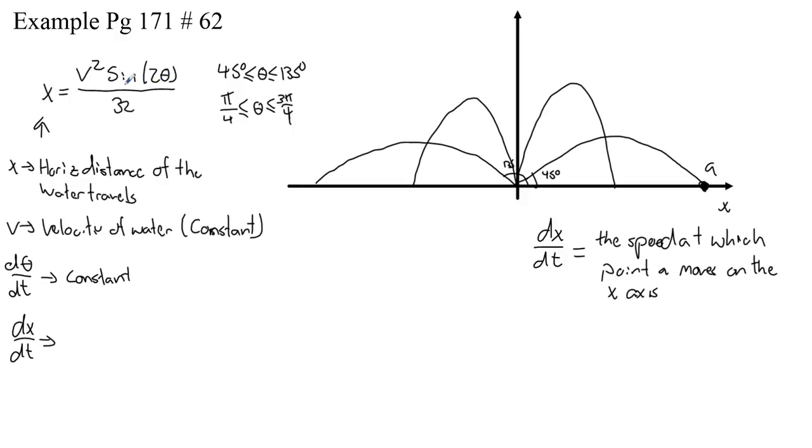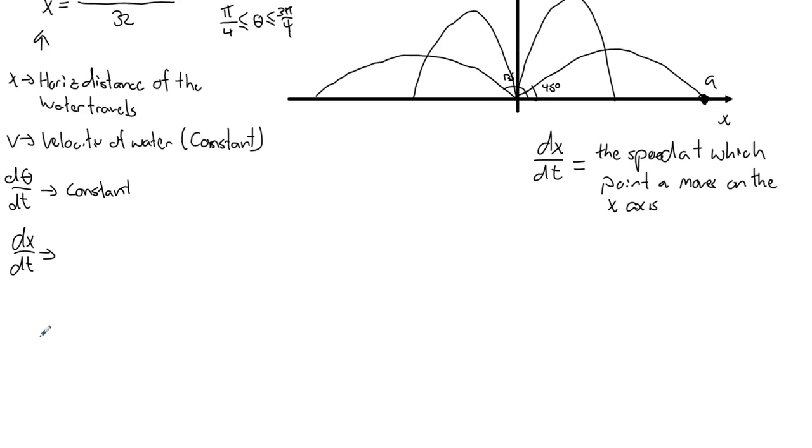And so I can consider this v squared over 32 to be a constant, which is really going to help make this a lot easier, because I want to do the derivative with respect to t of x equaling v squared over 32 sine 2 theta. You can just think of this as like a 3. If it was 3 sine 2 theta, it's just a constant. I'd leave it alone.